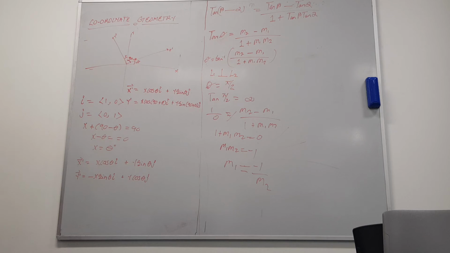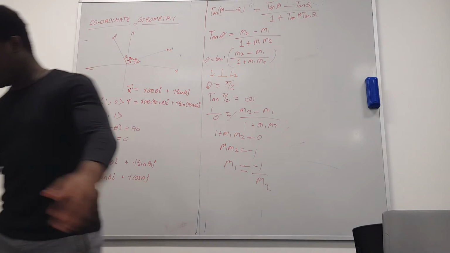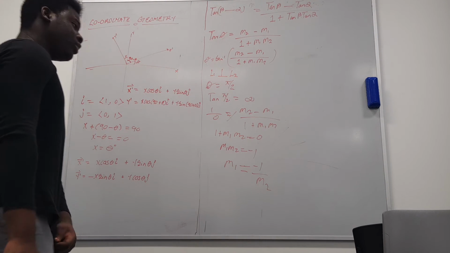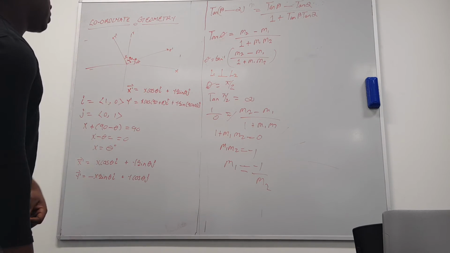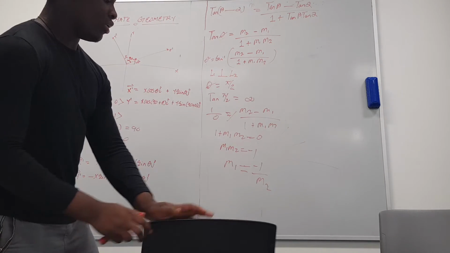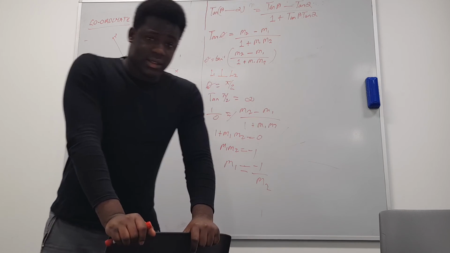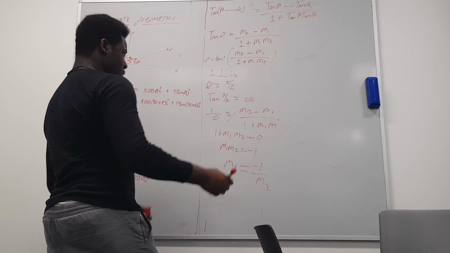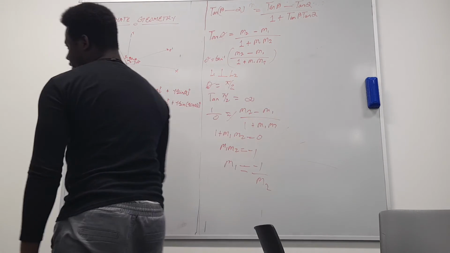So this tells us that if you have two lines that are orthogonal to each other, or two vectors that are orthogonal to each other, we get to that later. Two lines that are perpendicular to each other, the slope of one line will be the negative inverse, or the negative reciprocal, of the other one. It's that simple.